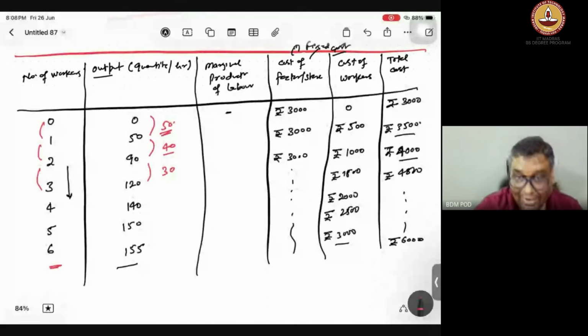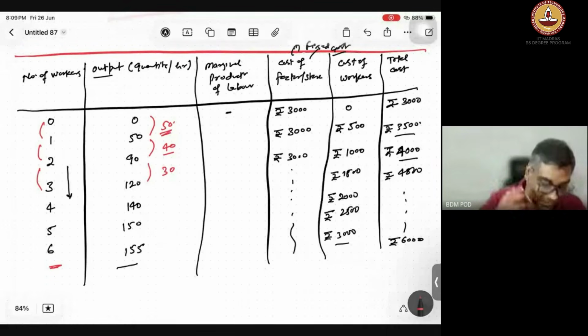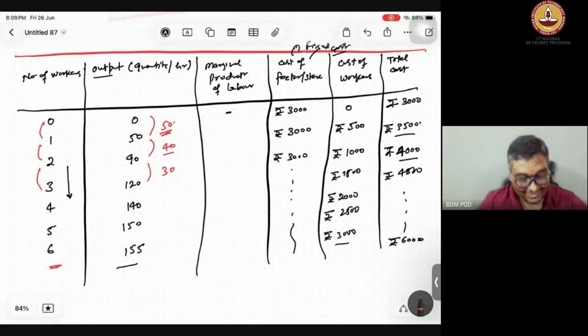So this is the marginal production of labor. Now I am coming to the definition of marginal production. What do you mean by marginal production? When we are doing a production process with different inputs, for every unit change in an input, what is the change in the quantity of output you are getting? That is called the marginal production.